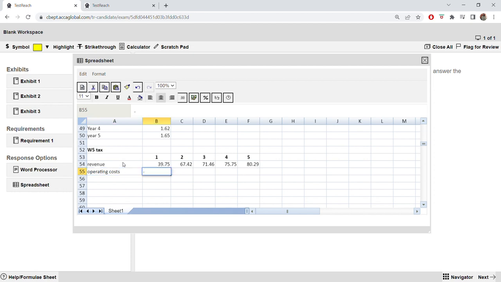Next we have to deduct the operating cost from it. So minus 15.9, 26.97, minus 28.58, minus 30.30, minus 32.12. After that, depreciation. Tax allowable depreciation you have to take. Remember, tax allowable depreciation you have to deduct only for the tax purpose. And it's on a straight line basis. That means for all the 4 years, it will be the same. How much is the tax allowable depreciation?